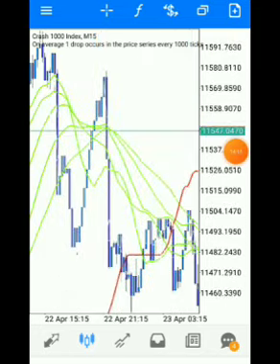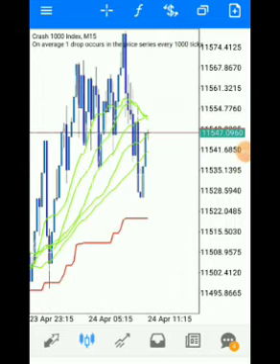You just want to make sure you don't buy, you don't sell. Don't think you're smart, trader. The forex market could be smarter than you if you don't know it.